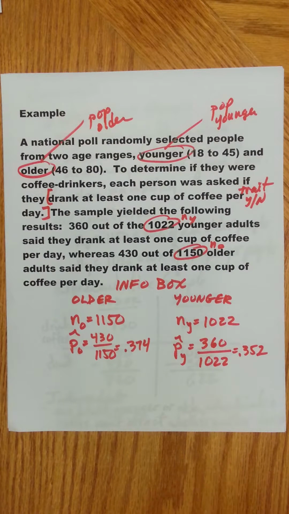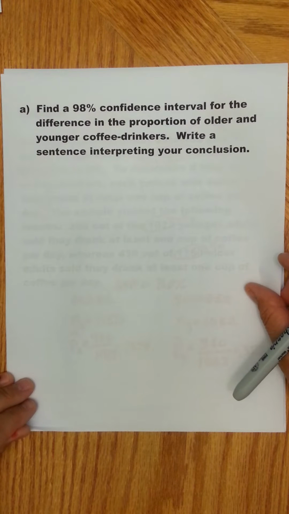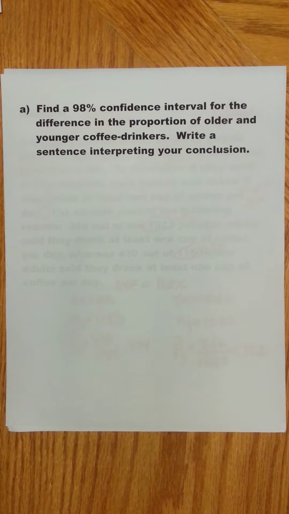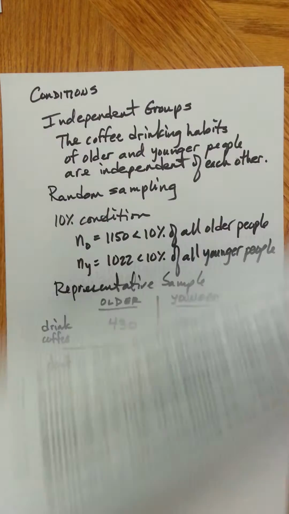Okay. Now, what we want to do then is to find a 98% confidence interval for the difference in the proportion of older and younger coffee drinkers, and then write a sentence interpreting that conclusion based, of course, on the confidence interval that you get. Now, you should, of course, check conditions, so let's just run through that.